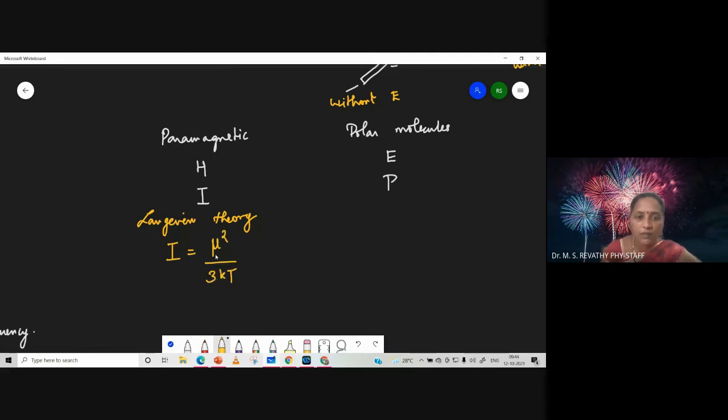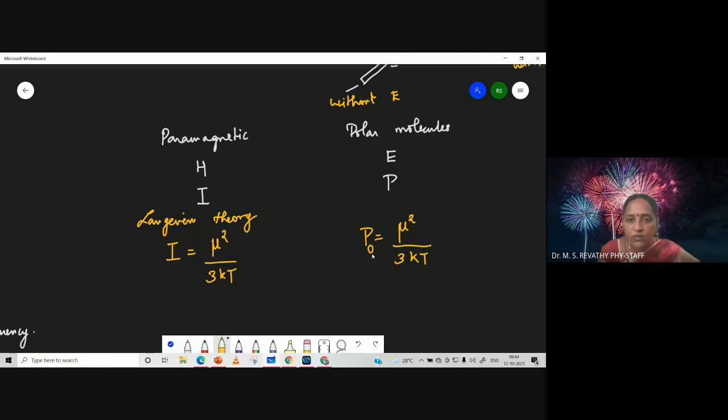Here mu is the magnetic dipole moment. This is in the case of paramagnetic materials. Since the features of polar molecules are similar to paramagnetic material, I can take this expression but replace it with polarization. Here it becomes polarization is equal to electric dipole moment square divided by 3 kT. Polarization is equal to mu square. So what is this mu?